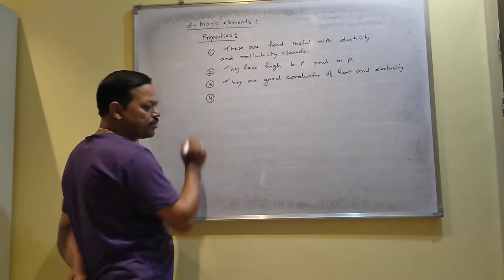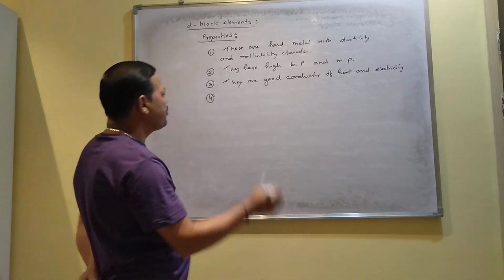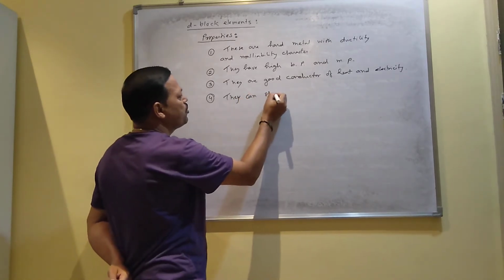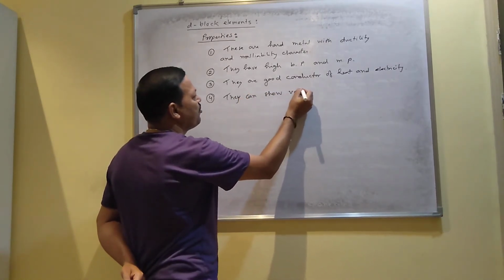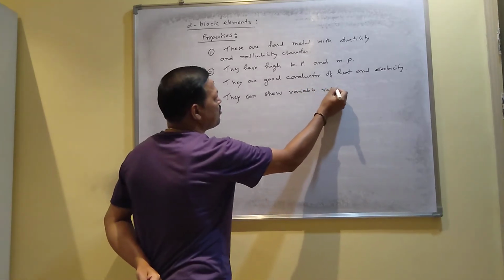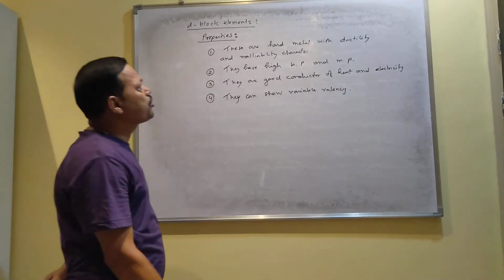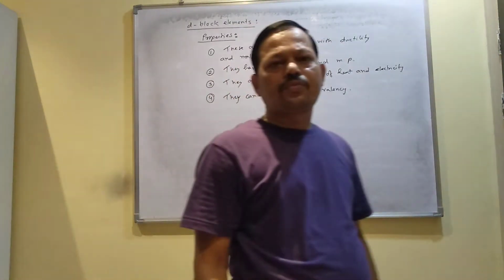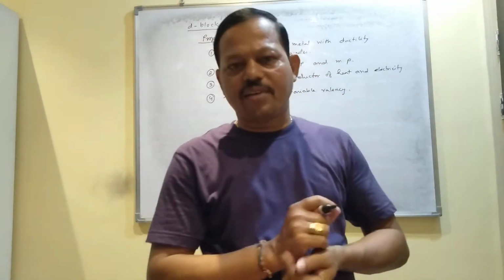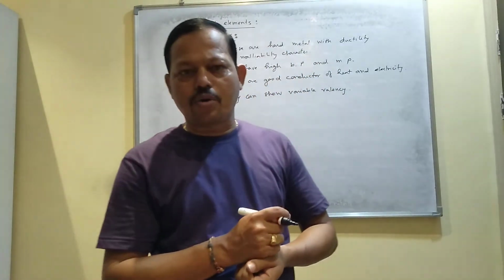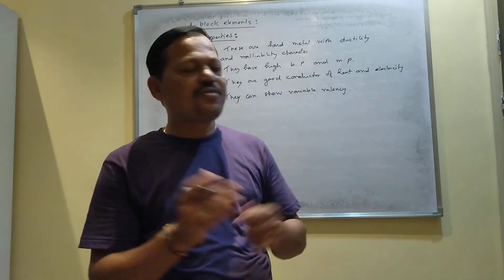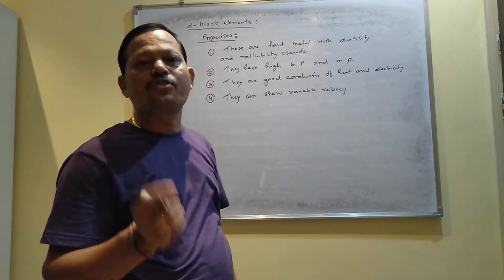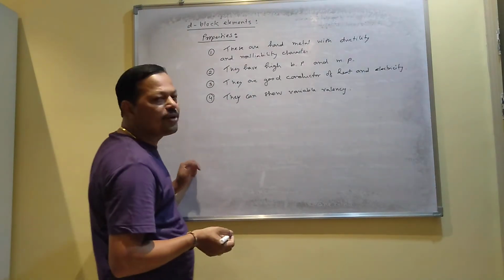Another property which is very important, they can show variable valency. This is one of the important properties of d block elements. They show variable valency. I mean, normally for a general element the valency is fixed. For example, sodium valency is 1, magnesium valency is 2. But d block elements, I mean the transition metals, can show variable valency.